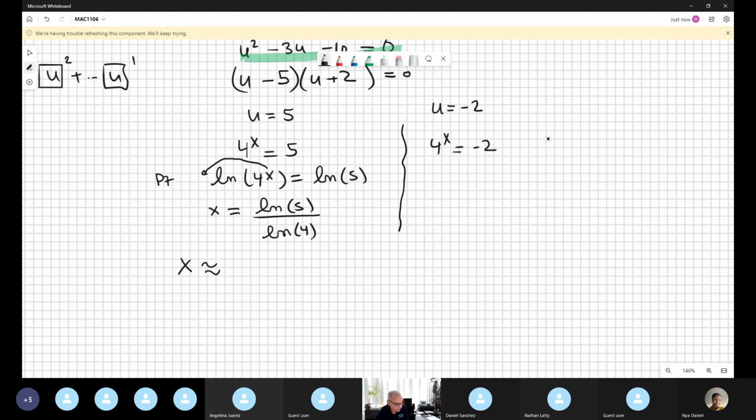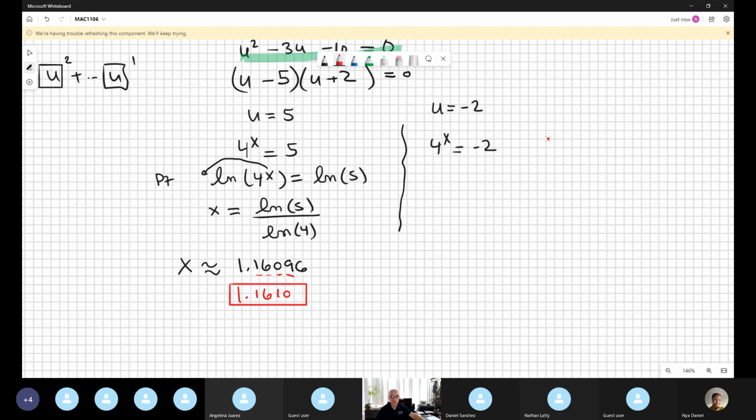Come on, do it. I got 1.160964047. Exactly, I get that. However, I don't copy all of it because I need, remember, a 4 decimal approximation: 1, 2, 3, and 4. Actually, 1.1610. Boom, and this is my first solution.